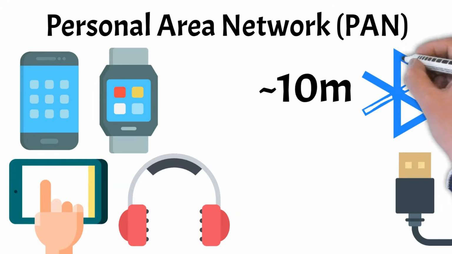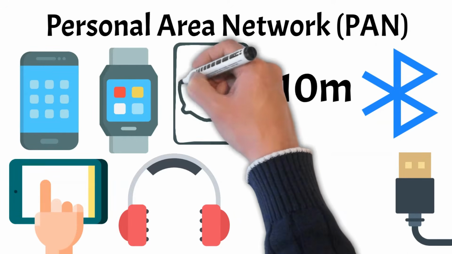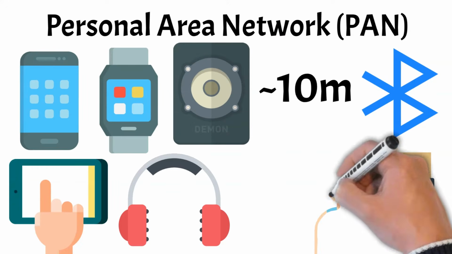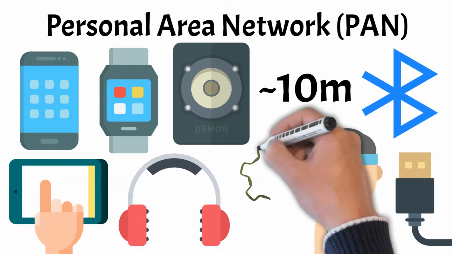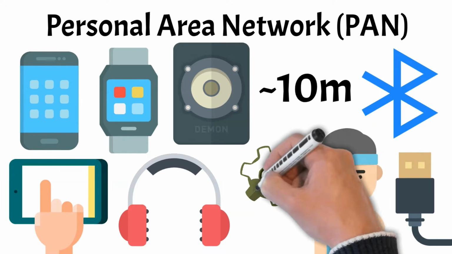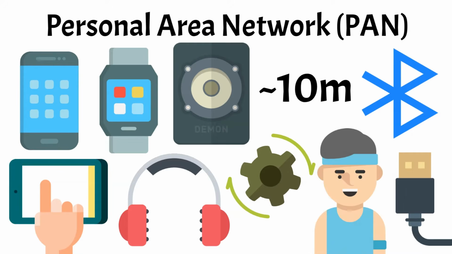For example, when you pair your smartphone with a Bluetooth speaker or sync your fitness tracker to your phone, you're creating a PAN. These networks are ideal for personal use, offering convenience and simplicity without the need for complex setups.